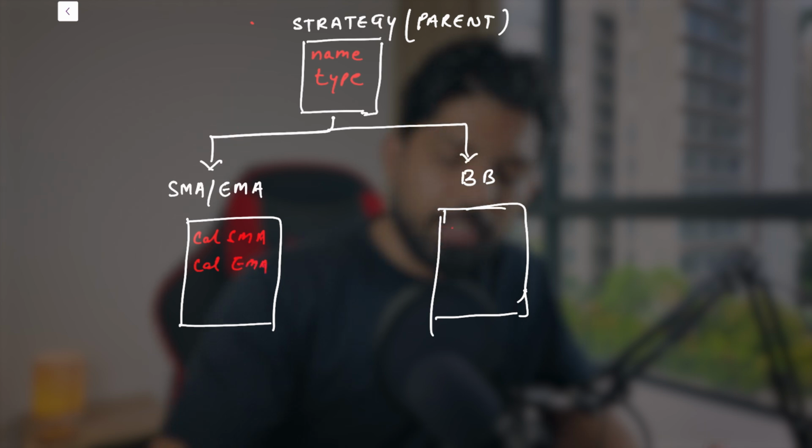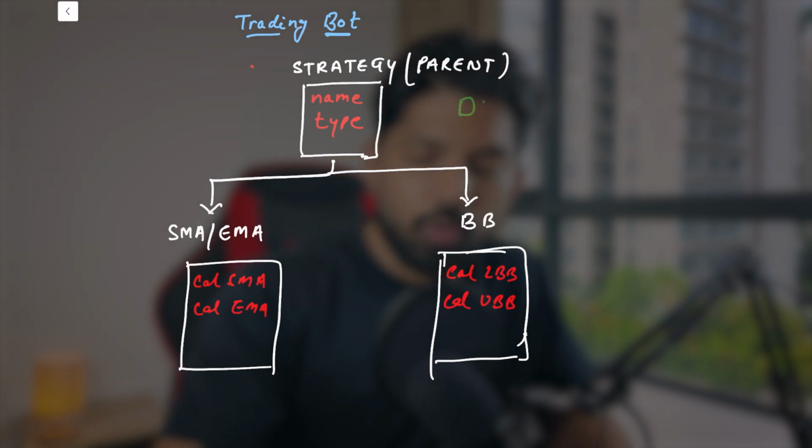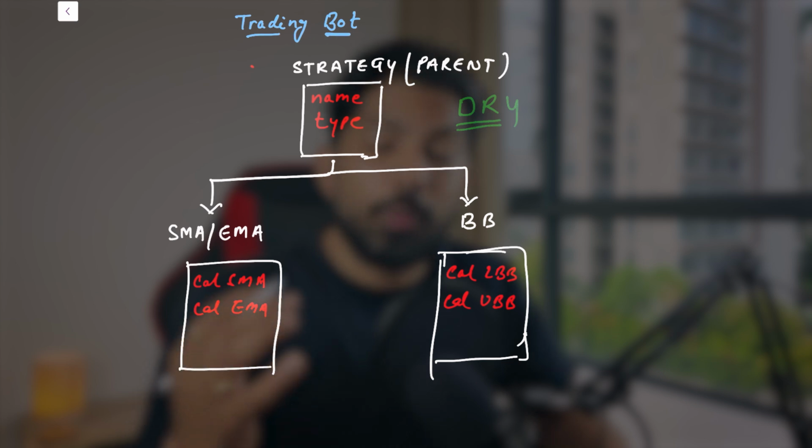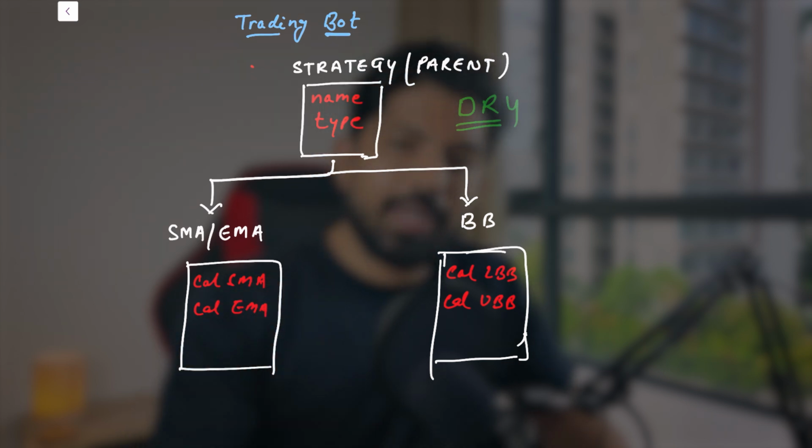Similarly, here we are calculating the lower Bollinger Band and upper Bollinger Band. So now we can say that we are completely following the DRY principle: don't repeat your code. Here we have not repeated our code, because only once we are writing the name and type, and then we can use this in multiple strategies. Like, let's say every month we are adding another strategy, right? So this can be used in that.